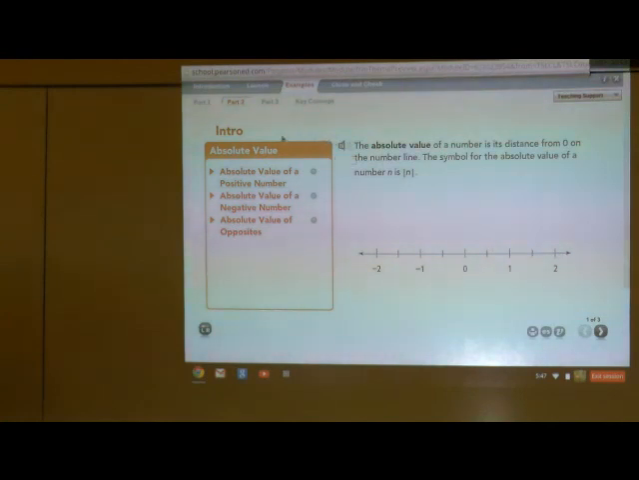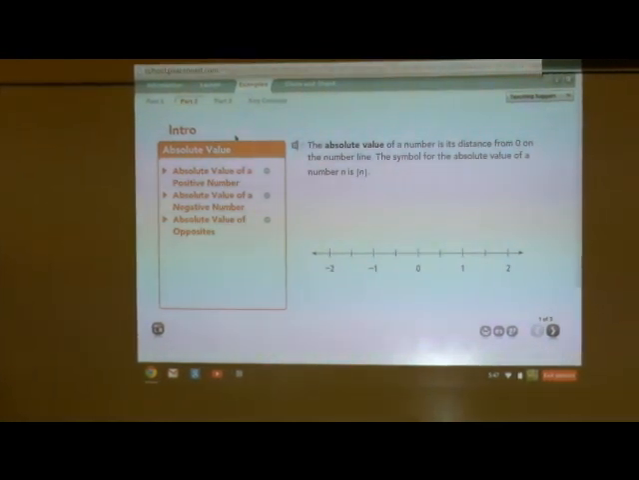The absolute value of a number is its distance from 0 on the number line.